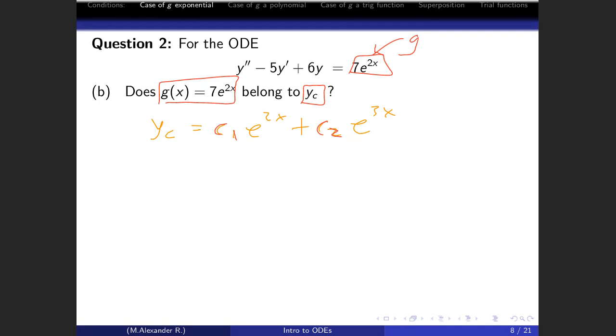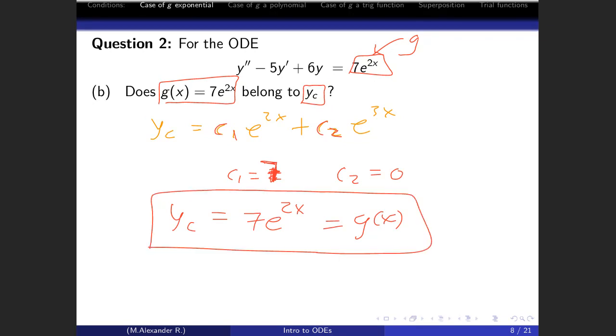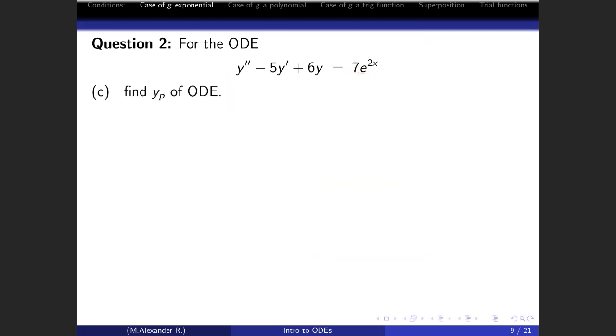And in this case, yes. Choose c1 to be 1, and then choose c2 to be 0, and then your complementary solution reduces to, oh, actually not a 1. Make this a 7. So 7e to the 2x, and this is your g function. So the answer to this question is yes, the g function is part of the complementary solution. Whenever we have this, we have to be careful about what we are going to guess for the solution to the original differential equation. All right, so just keep that in mind.